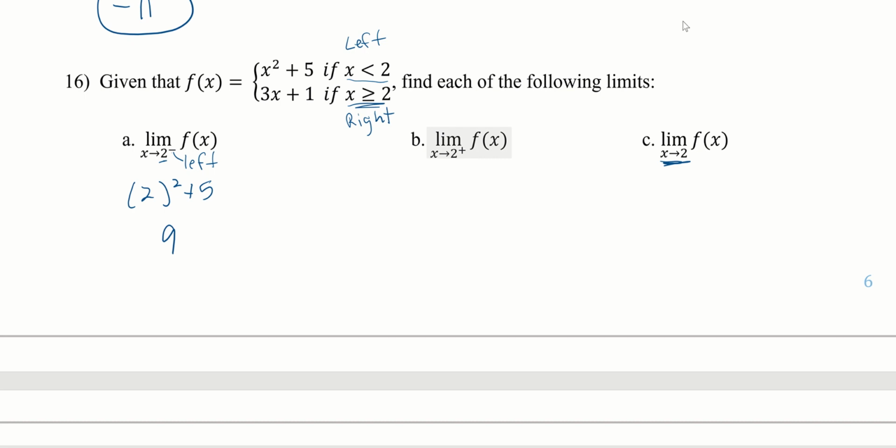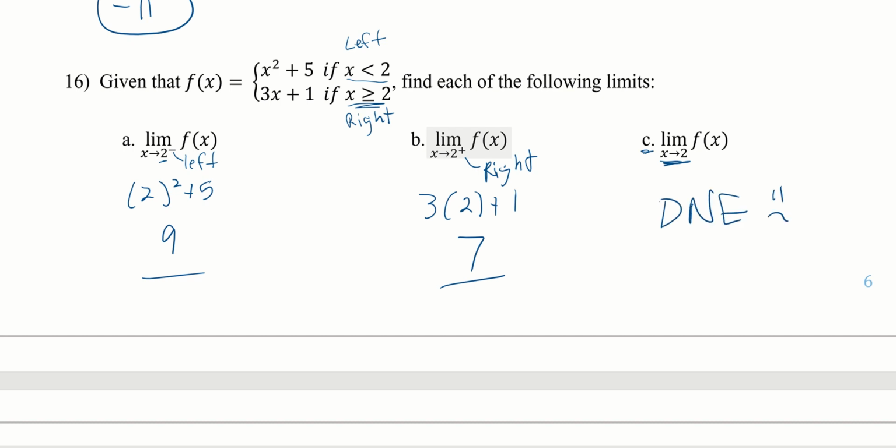Now for B, we're coming from the right-hand side, so I'm going to use the bottom equation there and just plug it in, so 3 times 2 plus 1, so that would be 7. Now for this, I would want the left and the right to match each other for C, but unfortunately, they don't match each other, so this would be a jump function, right? So there'd be that discontinuity. So this guy does not exist, unfortunately. Cool? Because they don't match. They don't meet up in the same spot.